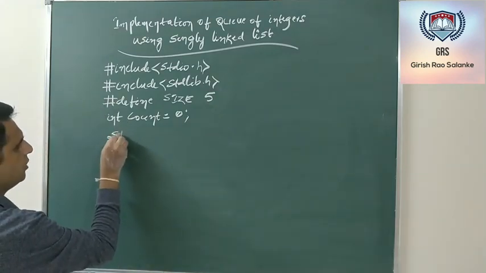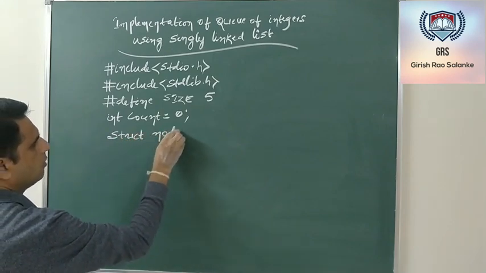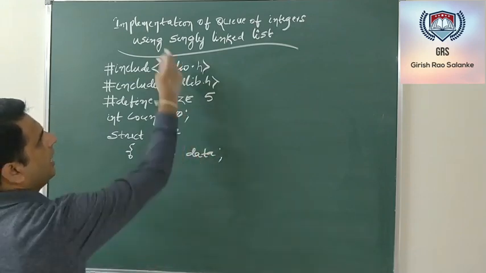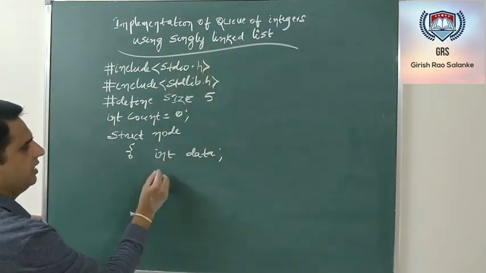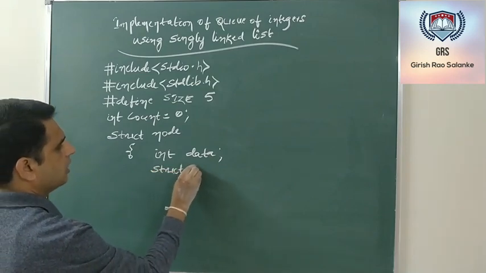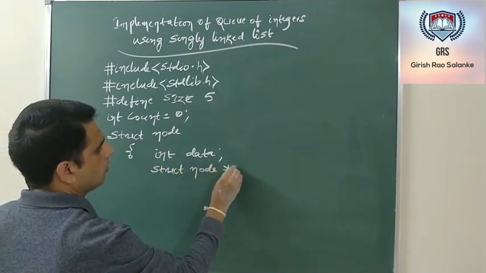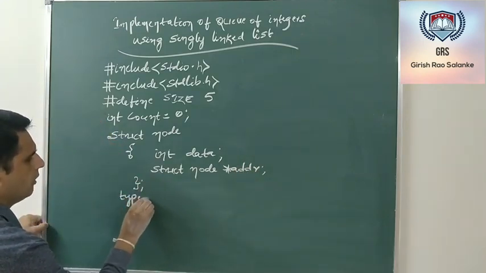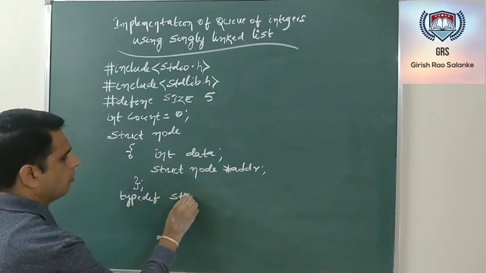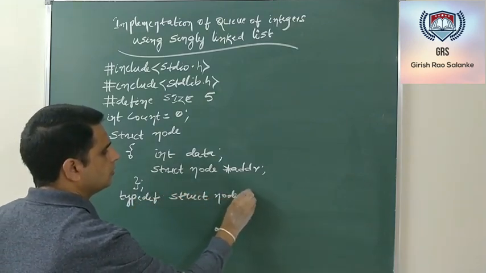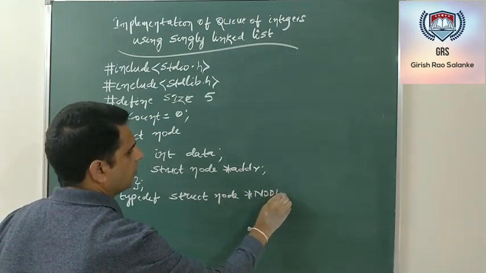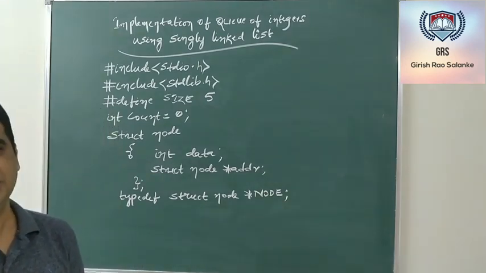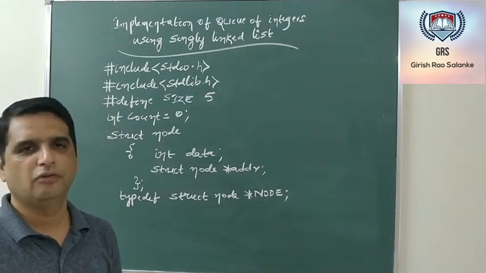Now write the structure definition to represent a node. Struct node, int data. Why int data? I am implementing a queue of integers. So int data. Second argument is struct node star next. Use a typedef statement: typedef struct node star as capital NODE. This is about the structure definition and the header files to be included for the program.